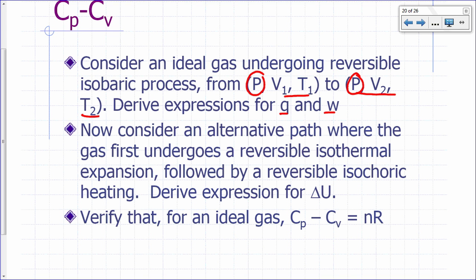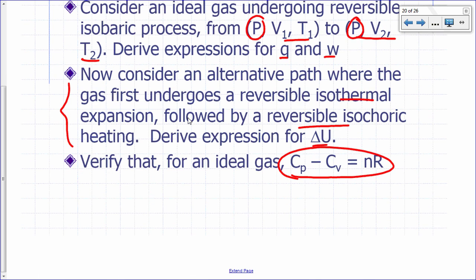And then we're going to consider an alternative path where we take a reversible isothermal process instead, followed by a reversible isochoric process, and derive the expression for delta U for that one. And then from that, we're going to verify that, in fact, for an ideal gas, Cp minus Cv is equal to nR. Okay? So here's how we do it.